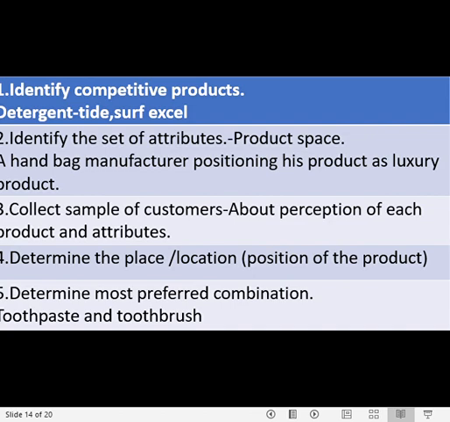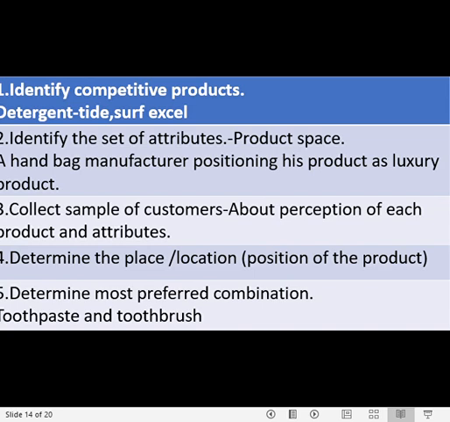The fourth one is determine the place. I cannot do international market positioning if I'm just introducing my product. So I will decide in which particular place I am going to sell my product. Is it going to be district wise, or state wise, or nation wise, or international? That is determining the place where I have to position my product.